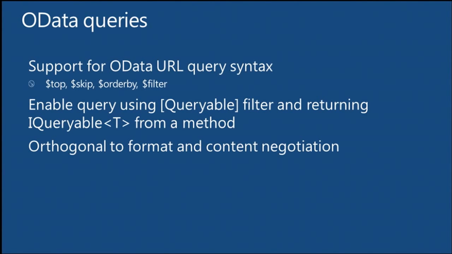One of the filters that we provide out of the box is support for OData queries. The OData spec defines query semantics that you can include in your URI query parameters for doing things like: give me the first 3, give me the first 3 after you've skipped a bunch, order by this particular property name, filter using this filter expression. And we support OData query semantics out of the box in Web API. Let me show that to you now.